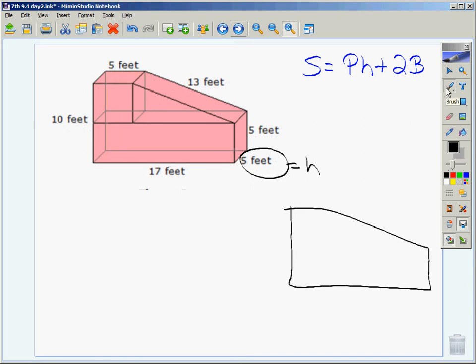And we're going to label it with all the pieces they gave me. The bottom of this shape was how big? 17. The left side of this shape was how big? 10. The top piece that's not slanted is 5. The slanted piece was 13, and the piece that's on the right is 5. And I'm actually going to put some of these little pieces that they've got in here.